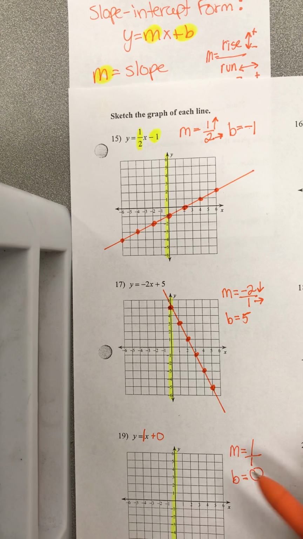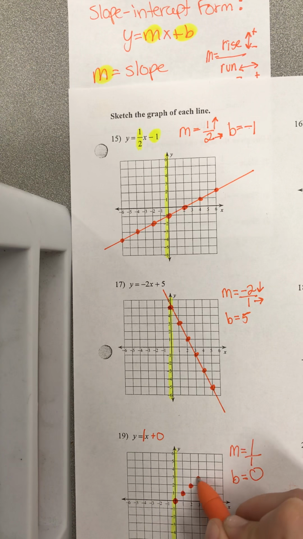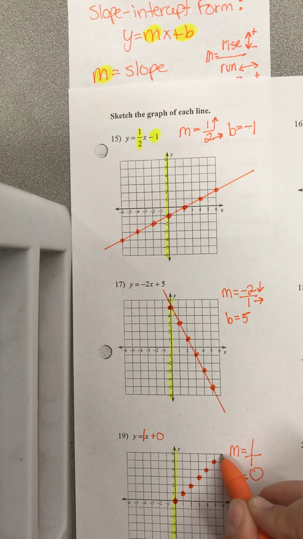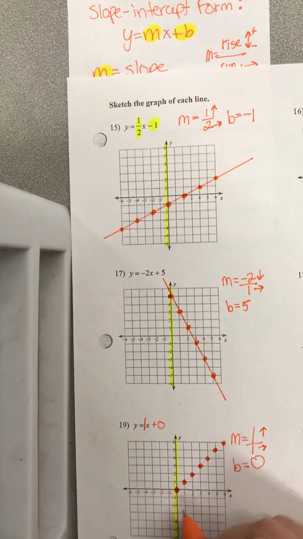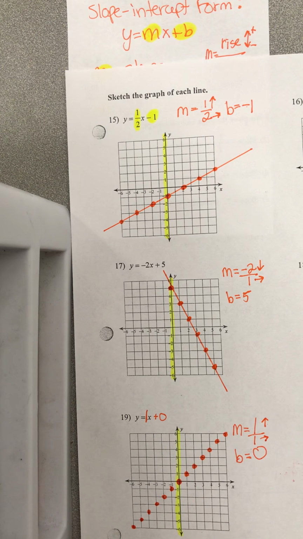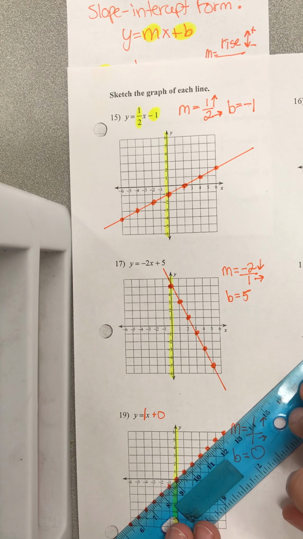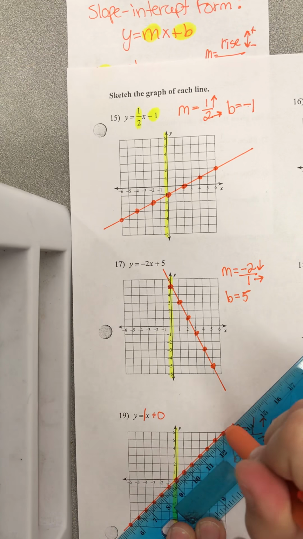Plot your y-intercept first, so go to your origin or go to 0 and plot your point, and you go up and to the right. Up and to the right, up and to the right. Continue all the way until you get to the corner. The opposite of up and to the right is down and to the left. So down 1, left 1, down 1, left 1, all the way to the corner. Once you have all your dots plotted, connect your points, and you should be good.